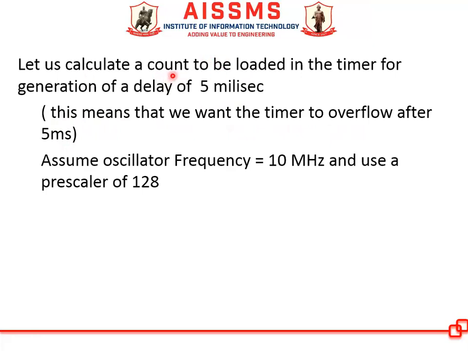For calculation of the count, we need to find out the value of count that needs to be loaded in the timer so that it will overflow after 5 milliseconds. Because once it overflows, we can check the overflow flag and know that that particular amount of time is completed. The oscillator frequency is assumed to be 10 megahertz, and we have assumed a prescaler of 4. So the first thing that we have to do is find out the timer period.